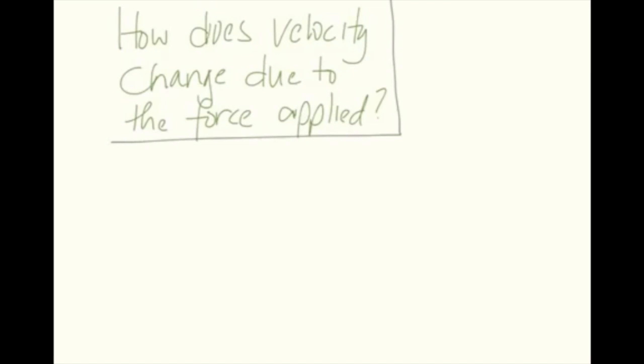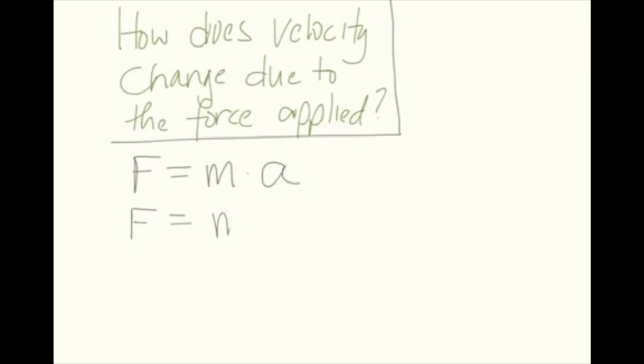So I originally asked how the velocity changes, but how does the velocity change due to that applied force? What happens? It is definitely going to change due to the force that's applied. But let's look at where that comes from. So remember back to Newton's second law, force is mass times acceleration. We can do some substitutions here. I'm going to show you where we get the impulse-momentum relationship. So I'm going to derive that equation.